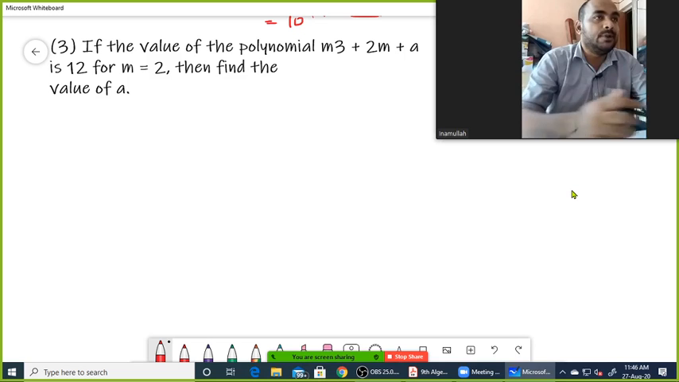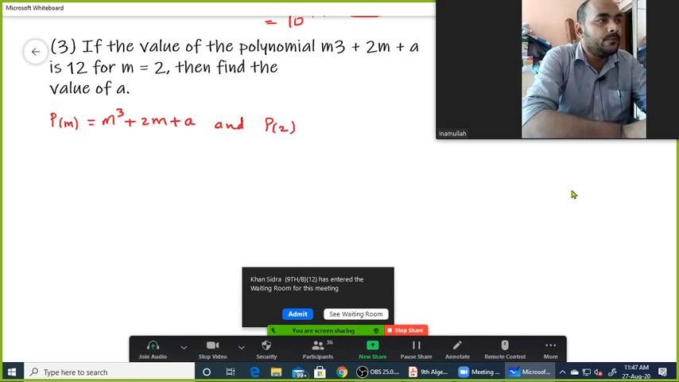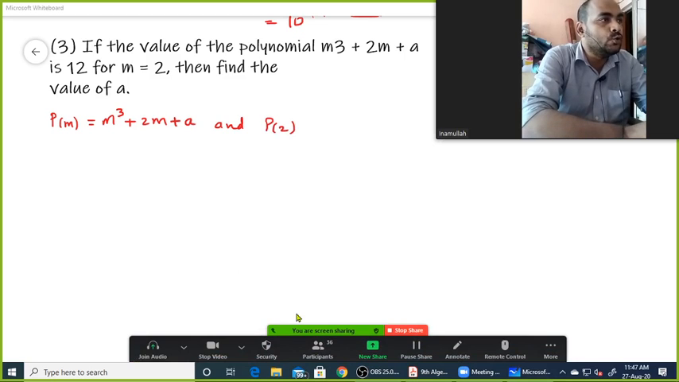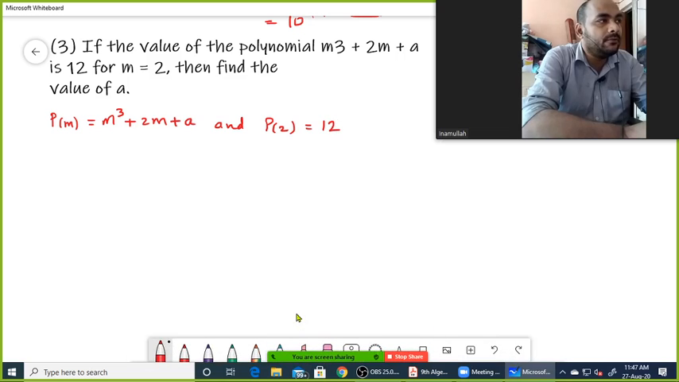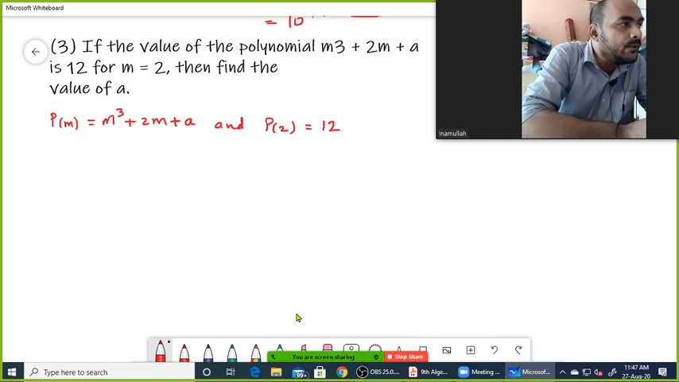As per the given question, we have a polynomial with variable m, and that polynomial is actually m cube plus 2m plus a. This is my given polynomial, and the value of this polynomial, that is p2, when I am substituting m as 2, should be 12. This is according to the given question. We need to find the value of this a.